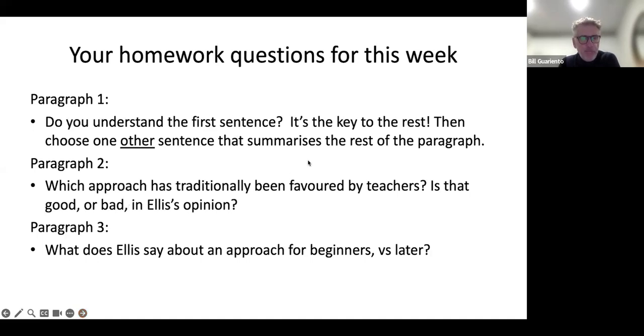For paragraph 2, my question was, which approach has traditionally been favored by teachers? And is this good or bad in Ellis's opinion? And for paragraph 3, I asked, what does Ellis say about an approach for beginners in the classroom? And later, for more advanced students in the classroom? Okay, so the first question, maybe you could take a picture of this screen with your mobiles, because this is a useful thing to have in front of you.